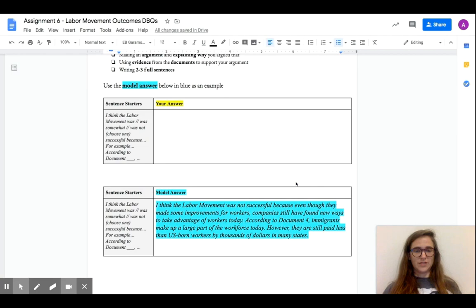So just overall, do you think they were successful? Did they achieve their goals? Did they improve rights for workers? Did they get what they wanted, right? Do you think they've done enough? It's up to you. Just use evidence to support your answer.